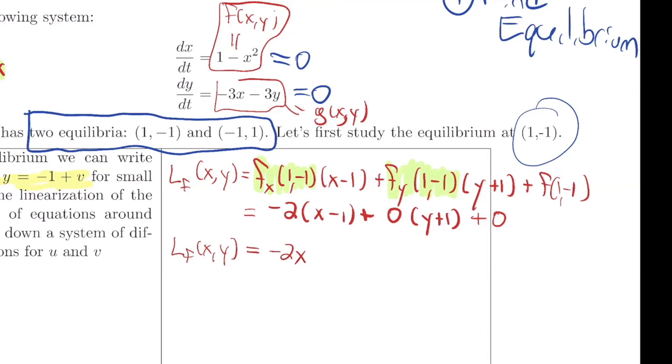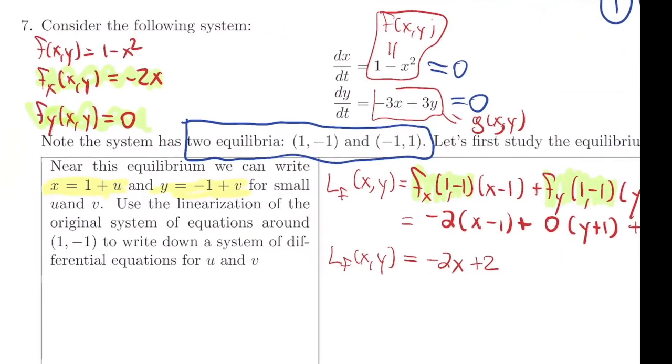So let's see, when we group this all together, we are getting a minus 2x, and then we have plus 2 over here. Is that right? Okay, any questions?